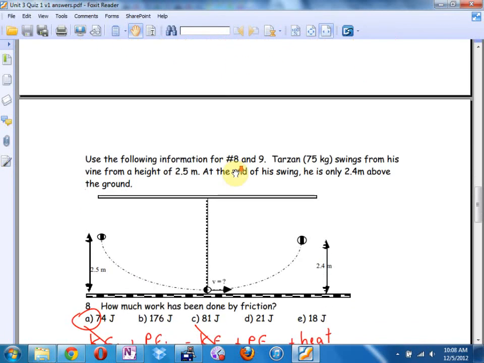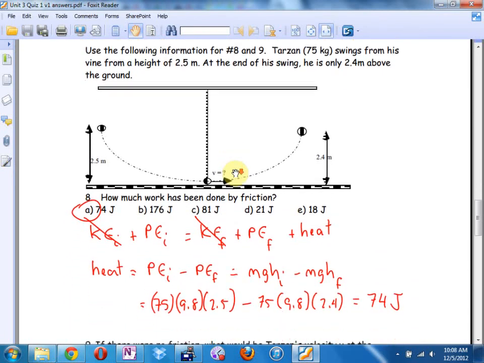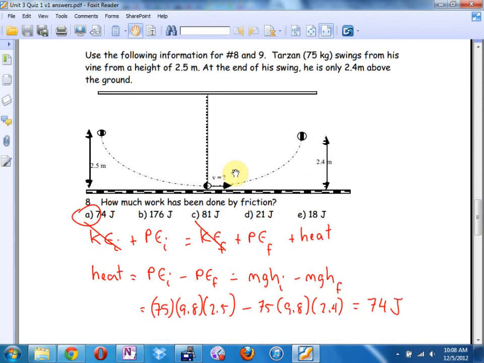Tarzan. So in A, how much work is done by friction? Now, because by the end of the year you'll have all sorts of approaches, Terry, what I said to myself first was, do you notice, is there a change in height? Yes. Is there a change in speed? Yes. Is there a yucky curved path? Yes. This is a job for a scalar conservation of energy.